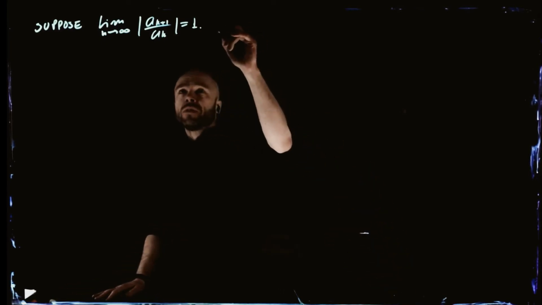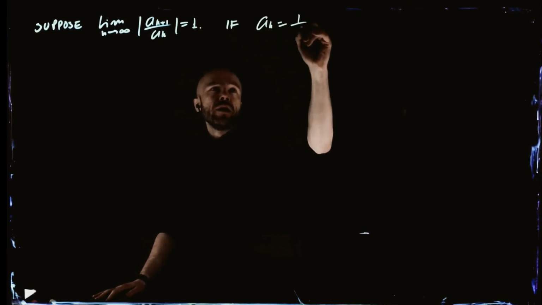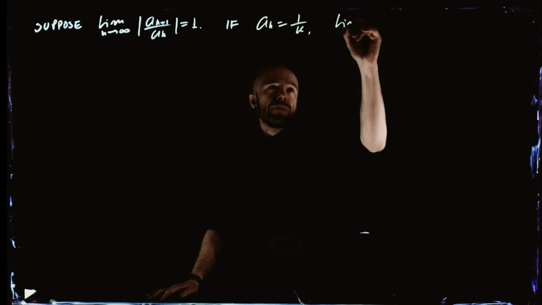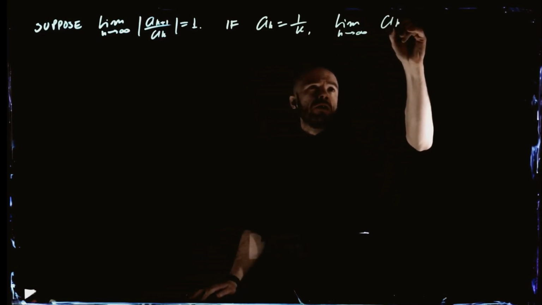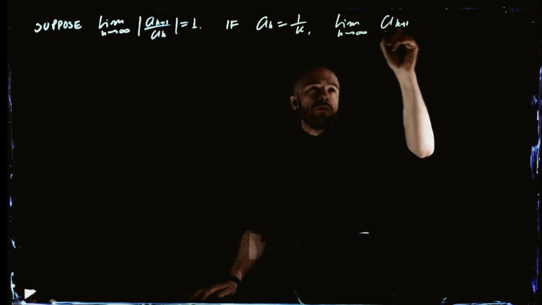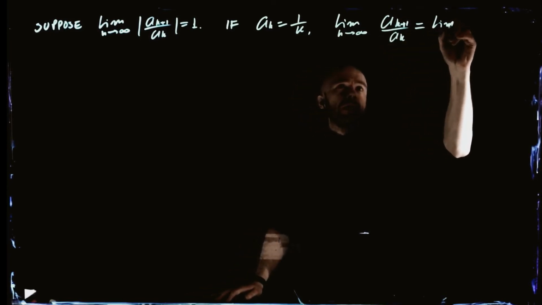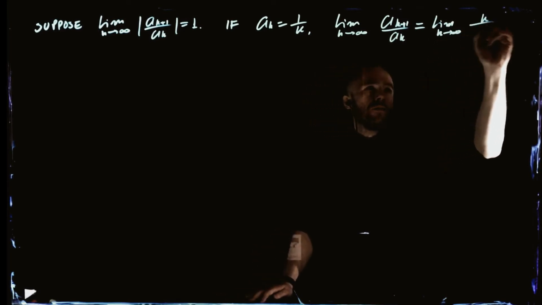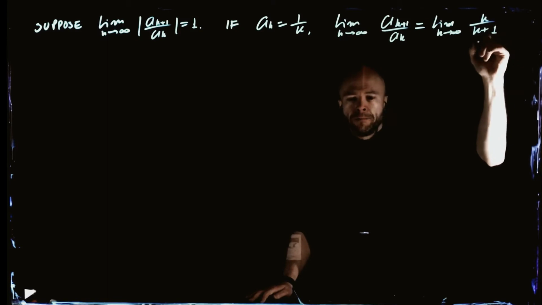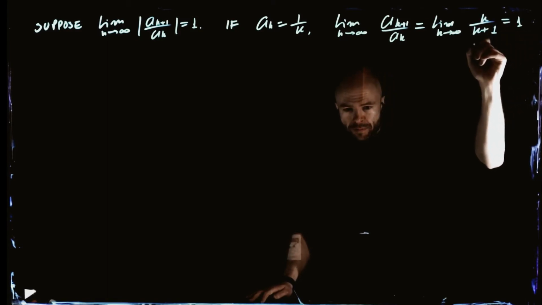So if we have a_k is 1 over k, let's look at the limit. The limit as k goes to infinity of a_(k+1) over a_k. These things are positive, so I don't need to take absolute value. Then this is just going to be the limit as k goes to infinity of k over k plus 1, which is just 1, as you know.